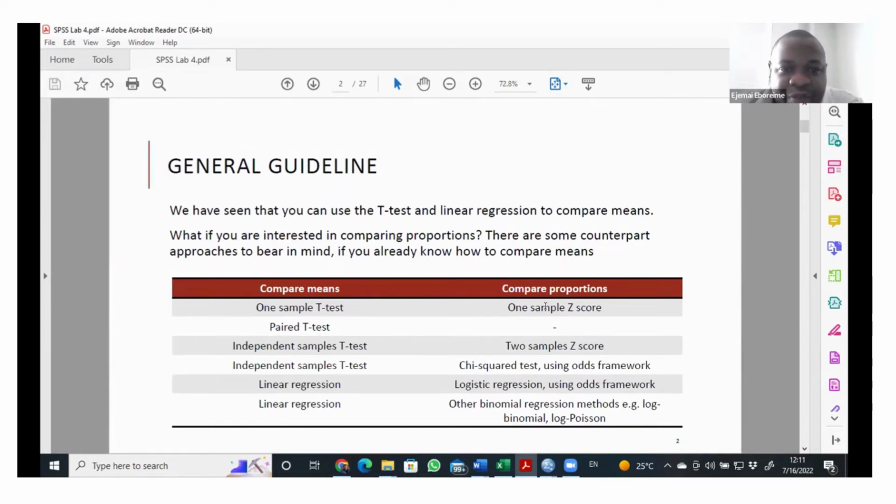So I began talking about this, the fact that we did the t-test and linear regression to compare means last week, and we want to look at proportions. Now, I did mention the word analogous, that there are analogous tests to what we did last week. So for the one sample t-test, maybe do we do a refresher? Yes. Okay, great. So who can tell me about, I think one of those who don't have SPSS should tell me about the one sample t-test.